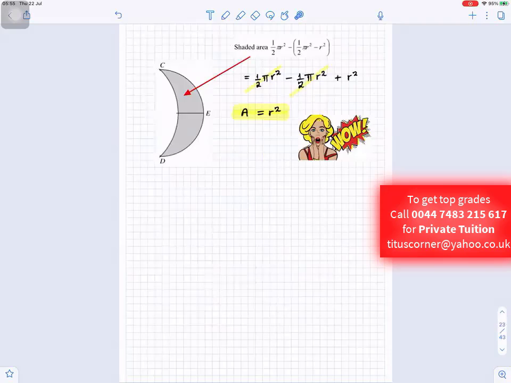Now, the shaded area is this gray one that we want. It is pi radius squared over 2, that's the area of the semicircle, minus, in brackets, pi radius squared over 2 minus R squared. So it becomes pi radius squared over 2 minus pi radius squared over 2. Minus and minus will become plus. So this will cancel to 0. So the area of that shaded region is R squared.